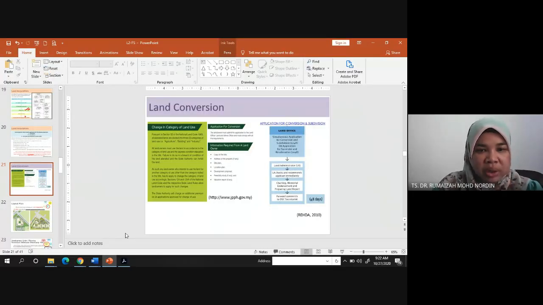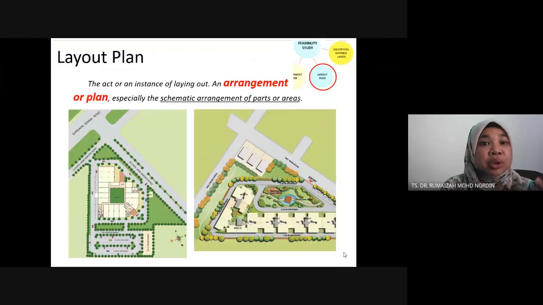Now, we move on. This is another important thing. Besides what we already know about land acquisition, you need to either convert, subdivide or amalgamate wherever possible. And then once you have obtained the piece of land, you need to come out with a layout plan. A layout plan is the schematic arrangement of the houses and also other things. In our assignment, you will need to have these houses. You need to have the MSTP, Mechanical Sewerage Treatment Plant, or Indah Water.